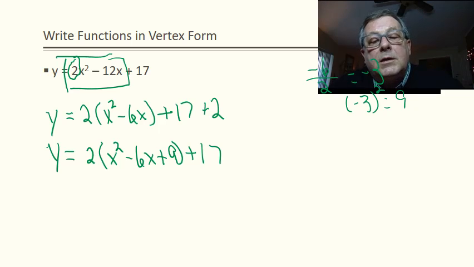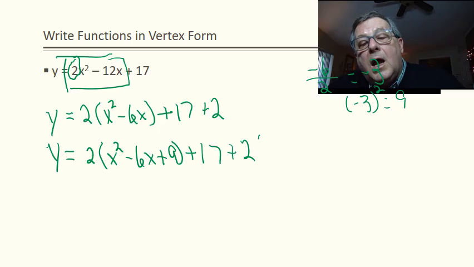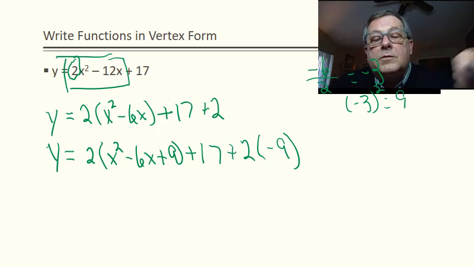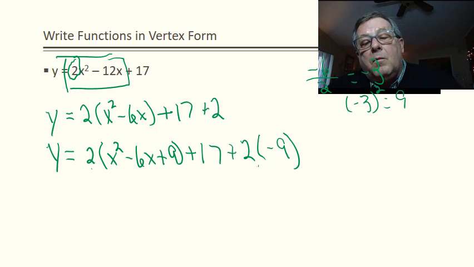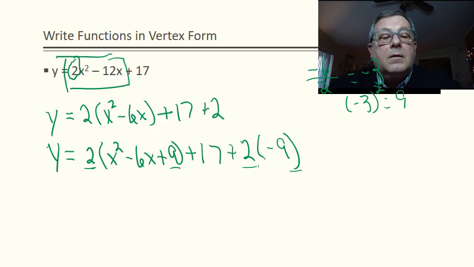I'm going to make that a plus, plus 2 times negative 9. Because I added 9 here, I'm going to subtract 9 here. I divided by 2 here, so I'm going to multiply by 2 here. There's my 9 and negative 9.